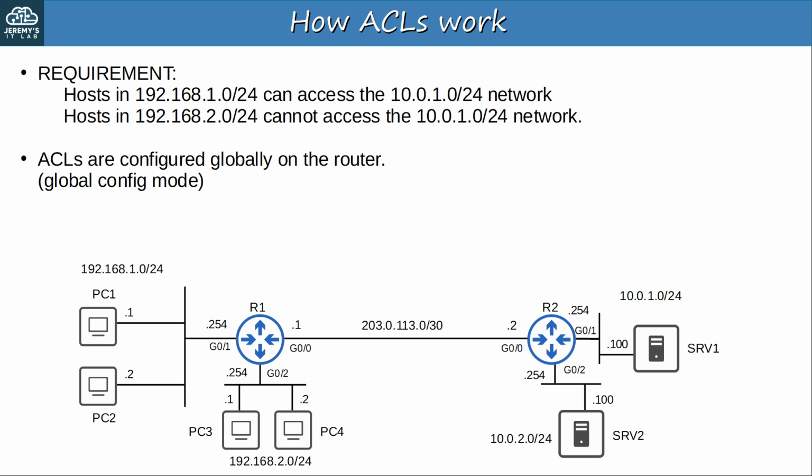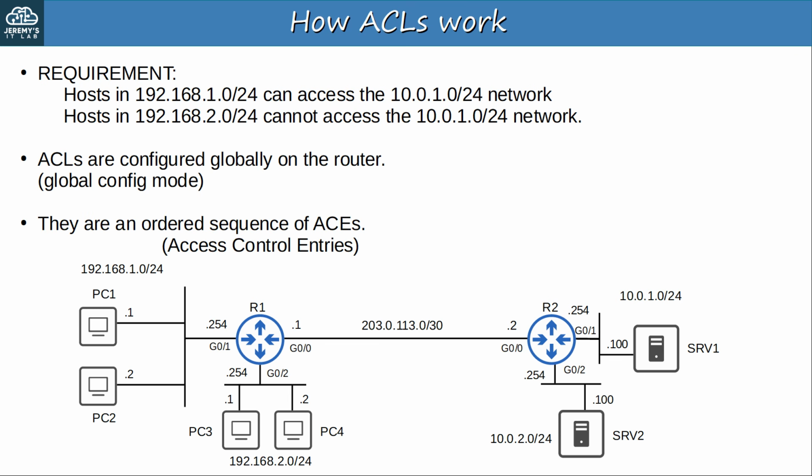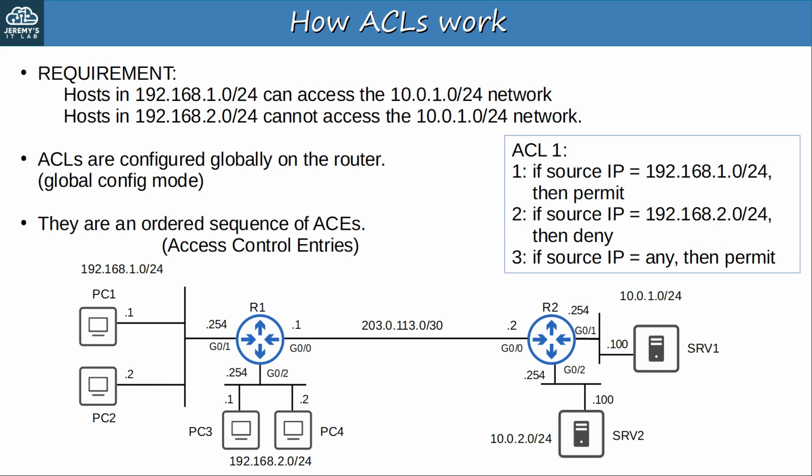First up, ACLs are configured globally on the router in global config mode. ACLs are made up of an ordered sequence of ACEs, access control entries. For example, to fulfill our requirement, we could configure ACL1 like this on R1 or R2. ACE1 says if source IP equals 192.168.1.0/24, then permit the packet. Let the router forward it. ACE2 says if source IP equals 192.168.2.0/24, deny the traffic.